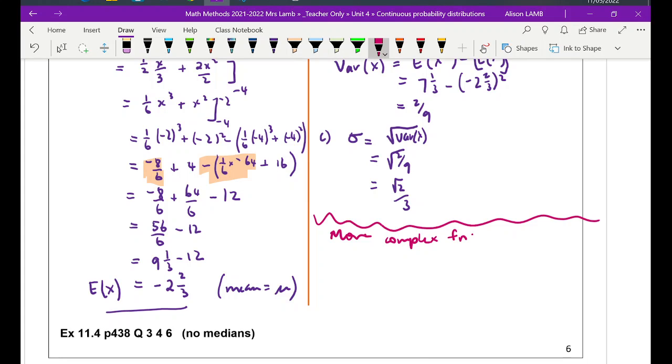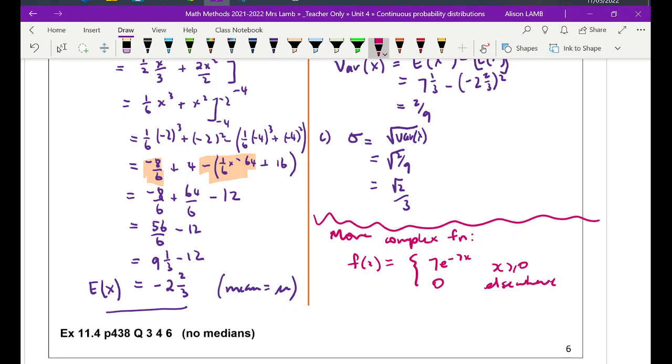So if you had a more complex function, let's choose something like f of x is equal to 7e to the negative 7x, when x is greater than or equal to 0, and equal to 0 elsewhere. So the smaller part is 0, and then everything after x equals 0. The area under the curve should be equal to 1.